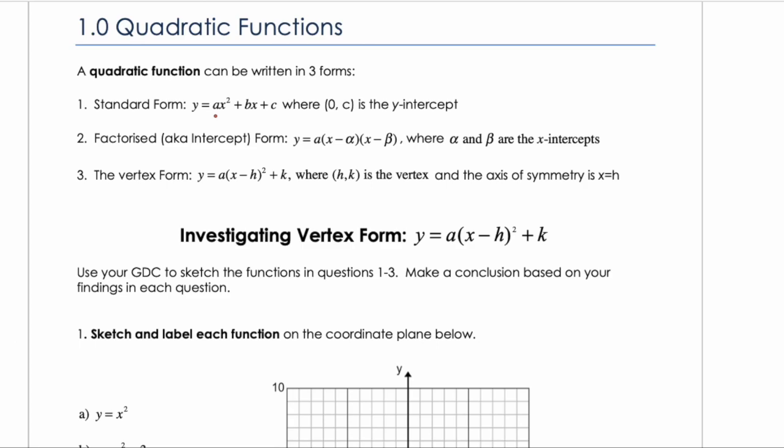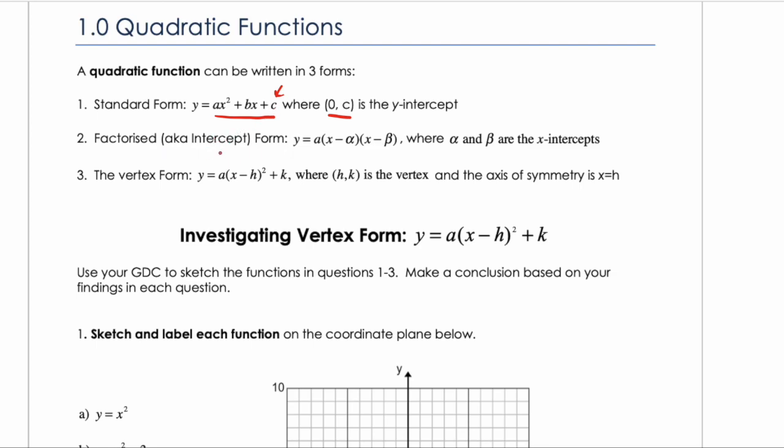You can have a quadratic written like this. We call that standard form, and obviously the y-intercept is going to be whatever this value is, because if you substitute in 0, you get the y-intercept for any function.